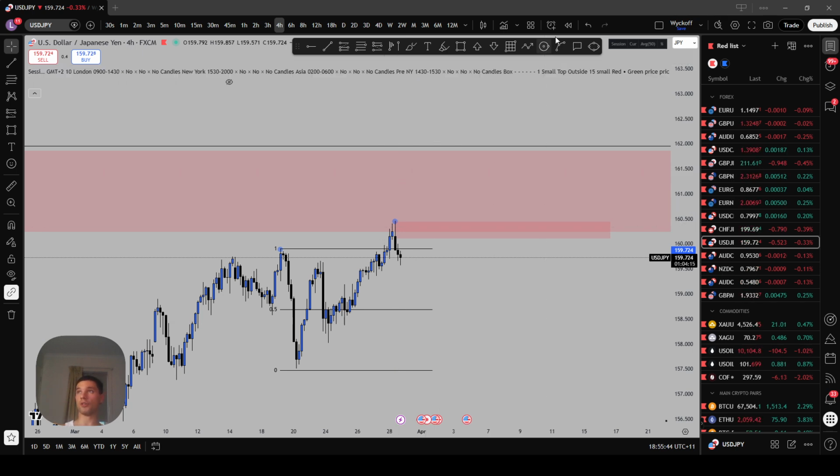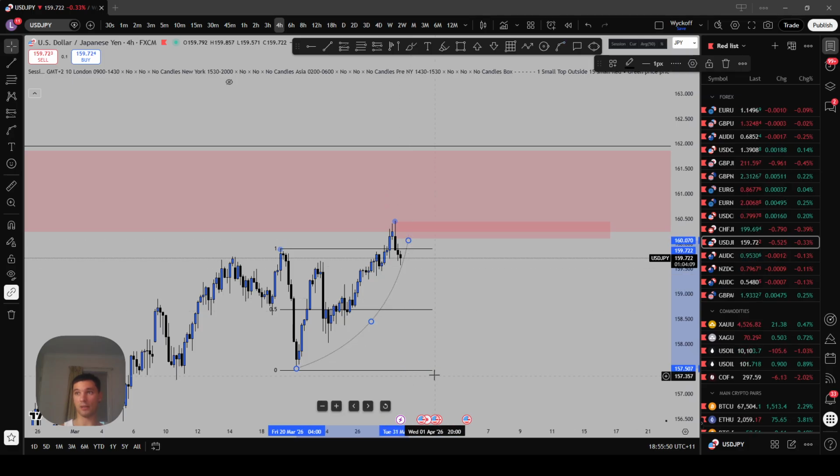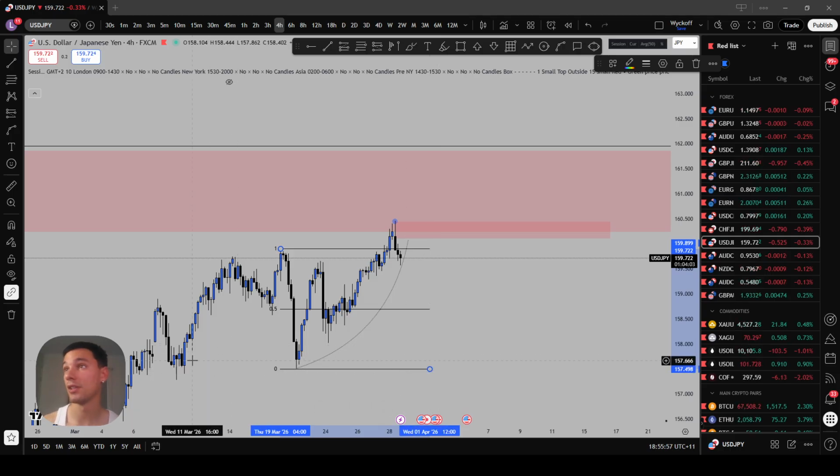Really, really nice return to zone. Probably one of the best I've seen. So I would expect a really smooth and nice flush down after confirming this schematic. So yeah, we'll see what happens here.